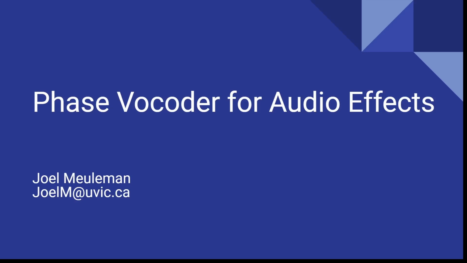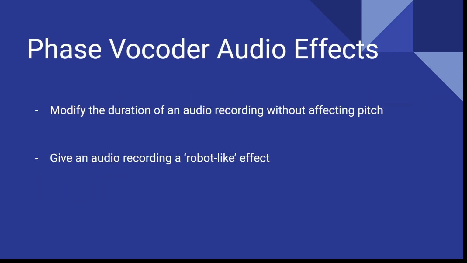Hi, my name is Joel Muehlman, and this is the phase vocoder for audio effects. The phase vocoder can be used to produce a couple of different audio effects. One of these is modifying the duration of an audio recording without affecting its pitch, and the other one being adding a robot-like effect to an audio recording.